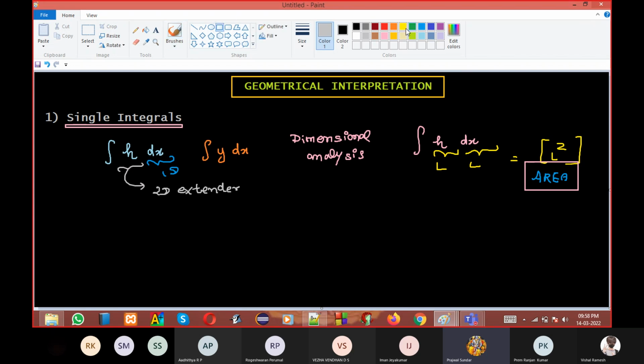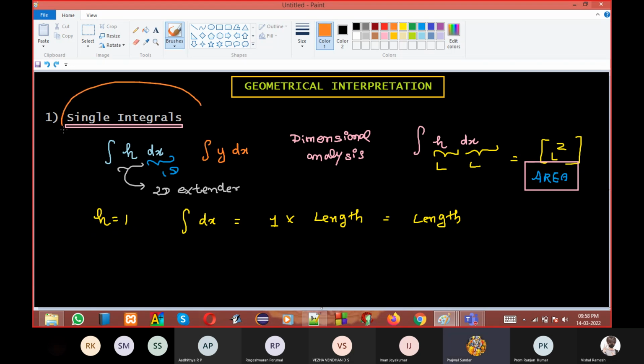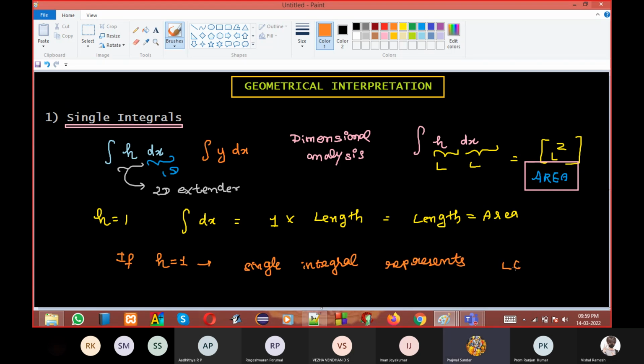Try to understand the logic. Now, suppose I'm putting h as 1. Can I say integral dx will be 1 into length? So this will represent length. So can I say if the height function is 1, single integral will represent length. Single integral represents length. Try to understand the logic.